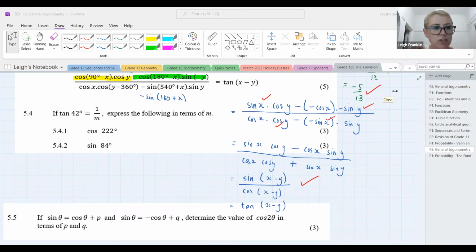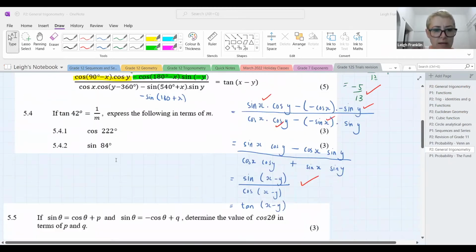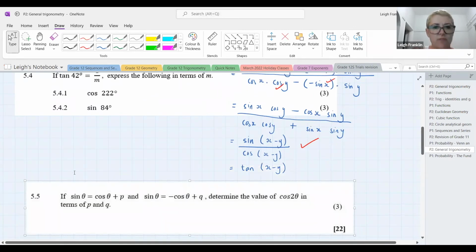So question 5.4. Now, I know some people have done it and some people haven't. Can I give you an opportunity to try 5.4 on your own? And Kanisile, have you finished? And Lena, have you finished with 5.5?